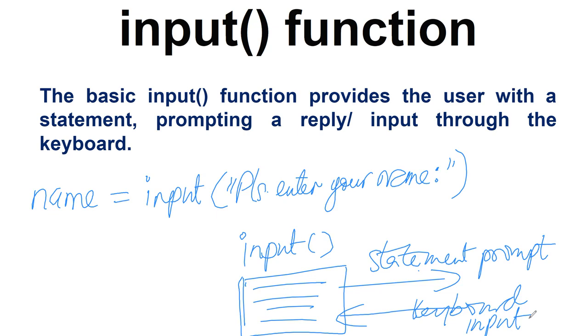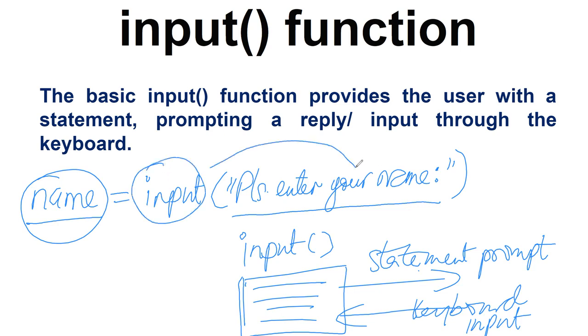So in this example, we have the variable name, and we have the input function providing a prompt statement to the user that says, please enter your name. The input function then allows the user to reply or provide a keyboard input, the value of which is then passed to the variable name.